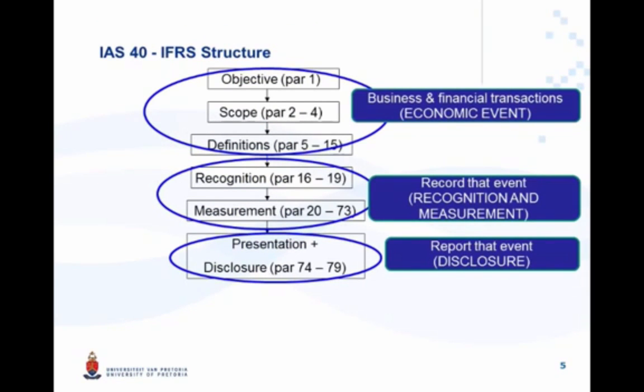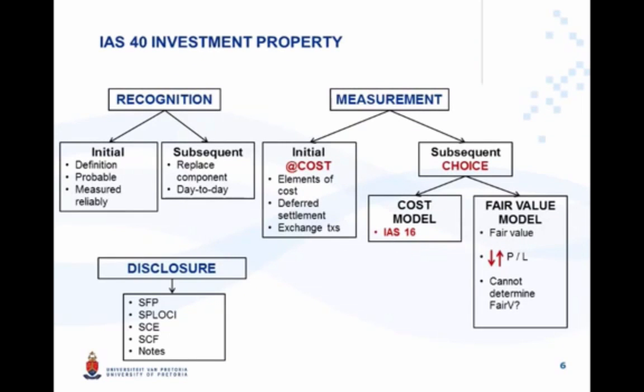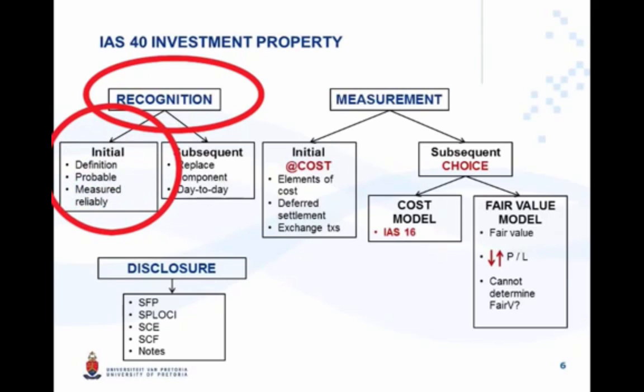The accounting process comprises the identification of an economic event, the recognition and measurement of that economic event, and the presentation and disclosure of that economic event. This is a summary of the main content of IAS 40. Accounting treatment comprises recognition, measurement, and disclosure, and IAS 40 has an objective to prescribe the accounting treatment of investment property. This presentation will now focus on recognition, initial recognition, and subsequent recognition.